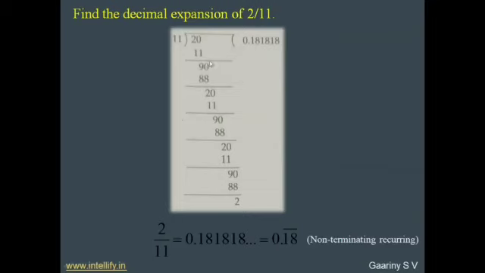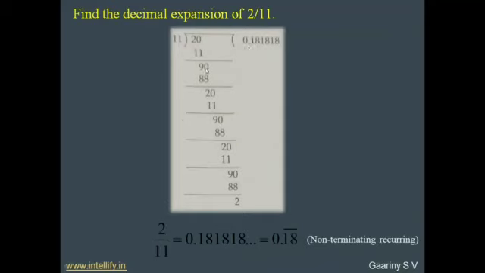Let us see some examples to understand these concepts. Find the decimal expansion of 2 by 11. When you divide 2 by 11, 2 is less than 11. So you place a decimal point in the quotient and a 0 in the dividend. When you divide 20 by 11, you place 1 in the quotient. Multiplying 11 by 1 gives 11. Subtracting from 20, you get the remainder 9. Since 9 is less than 11, you place a 0 here, since you already placed a decimal point in the quotient.